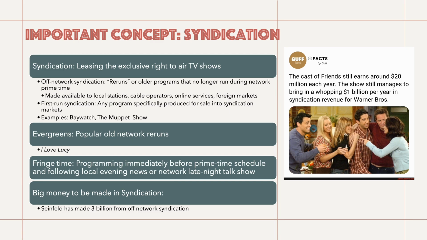Another important concept our book talks about is syndication, which is the leasing of the exclusive right to air a television show. Syndication is how production companies make money because the station is paying them for the rights to air their programming. There are two forms of syndication that are common. Off-network syndication is reruns or older programs that no longer run during network time, made available to local stations, cable operators, online services, etc. And then there's first-run syndication, where any program is specifically produced for sale into syndication markets. So that means it's produced without a specific network in mind.